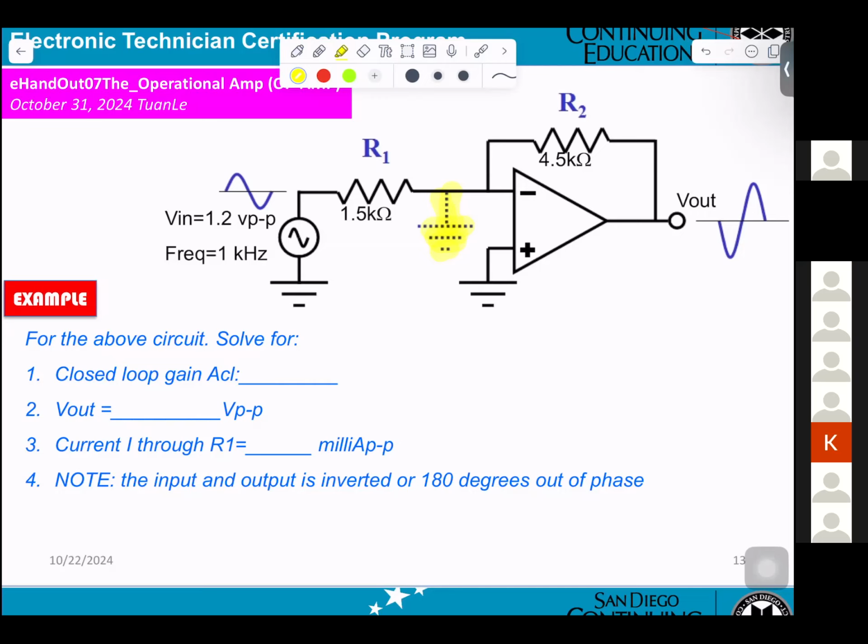So is it -3? What do you get? Ratio between R2 and R1, right? The ratio between R2 and R1, 4.5 divided by 1.5, -3. Okay, -3.